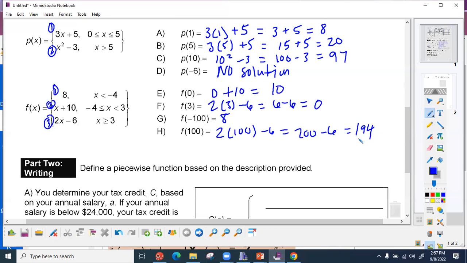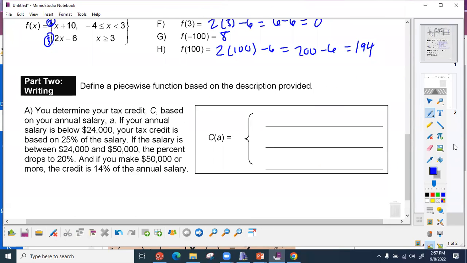Okay. How do we feel about evaluating piecewise? Doable? All right, moving on. Now we're going to talk about part 2 of writing piecewise. This is really important because you have a partner activity tomorrow that counts as 2 quiz grades. Part of that activity is being able to write the piecewise function from a word problem and then evaluate it. So here we go.